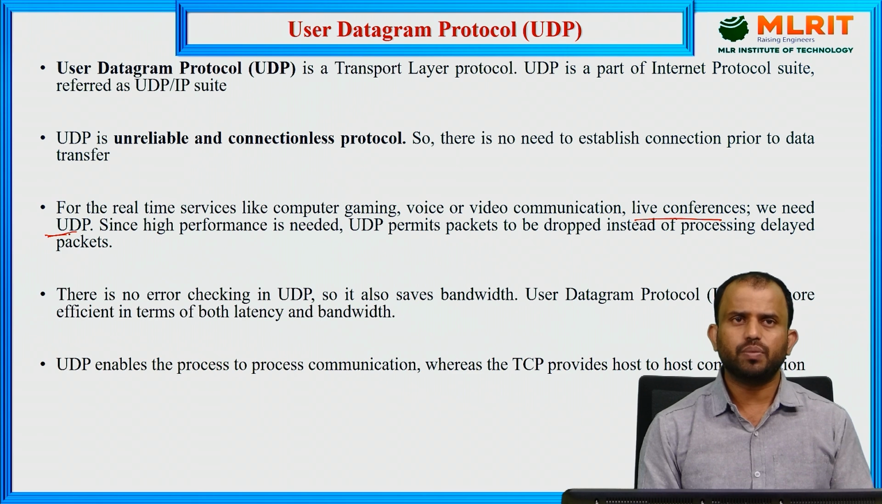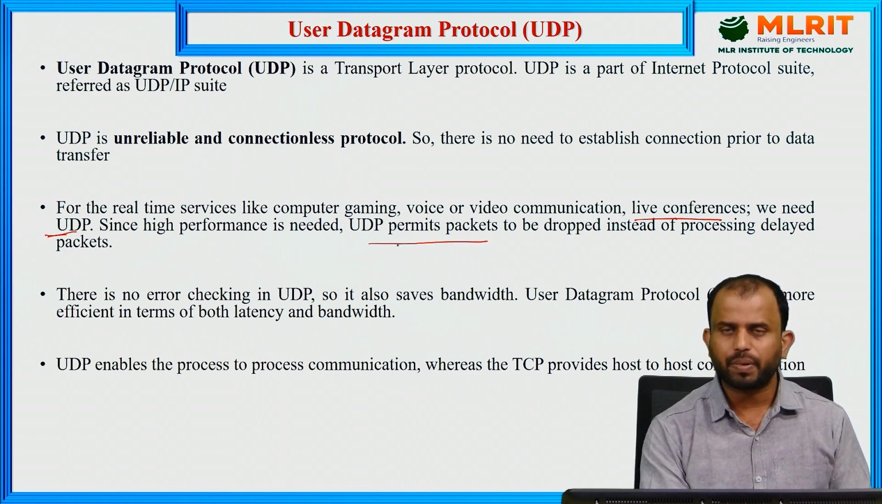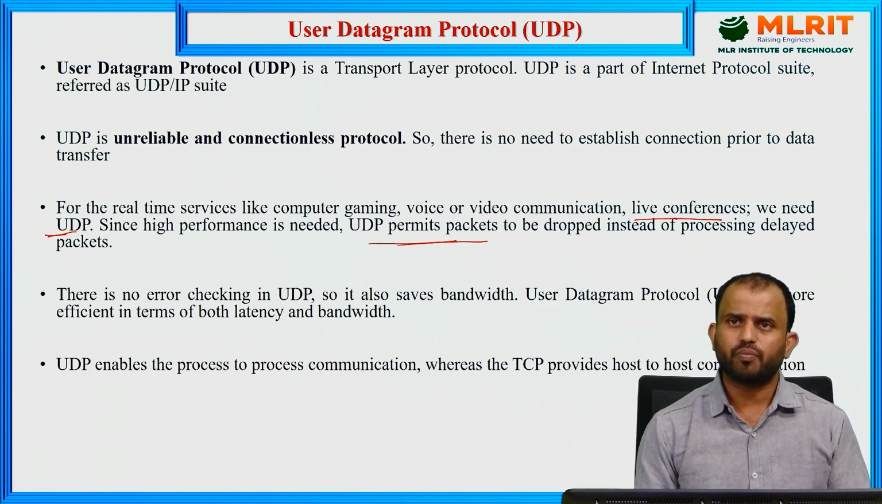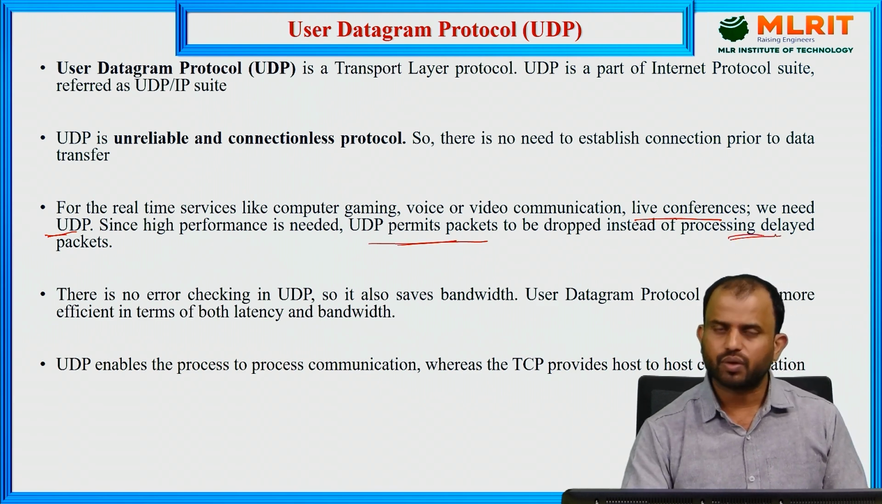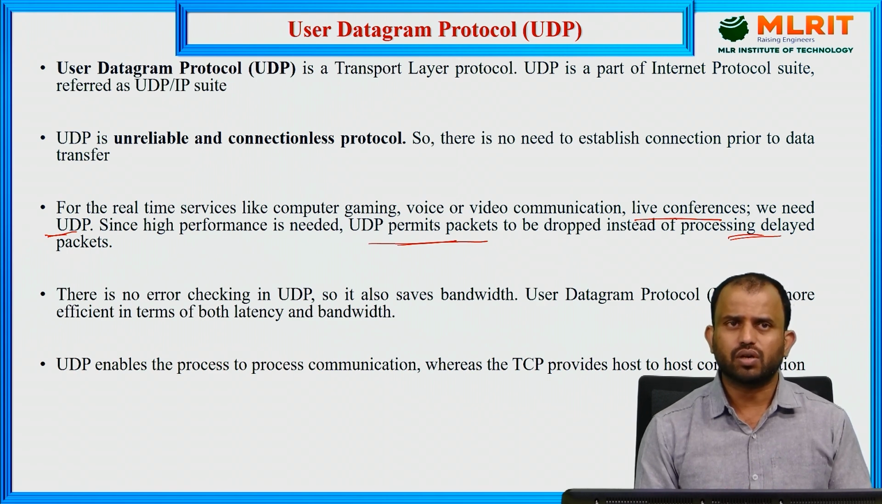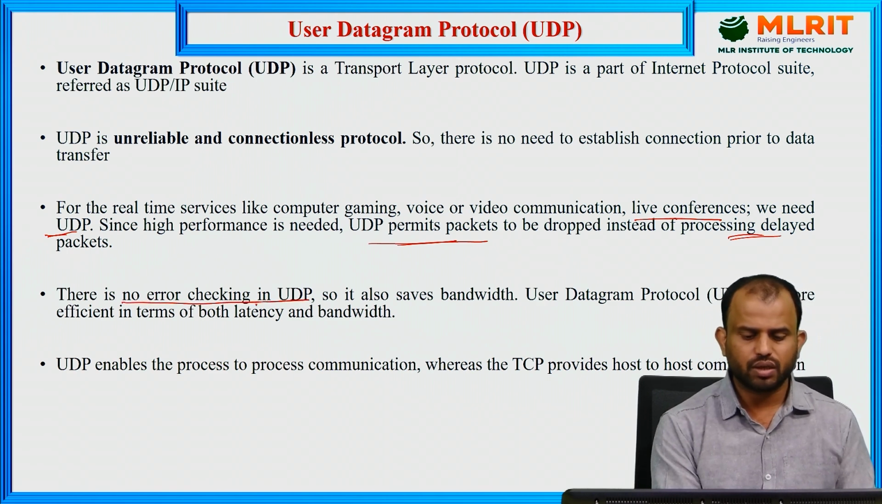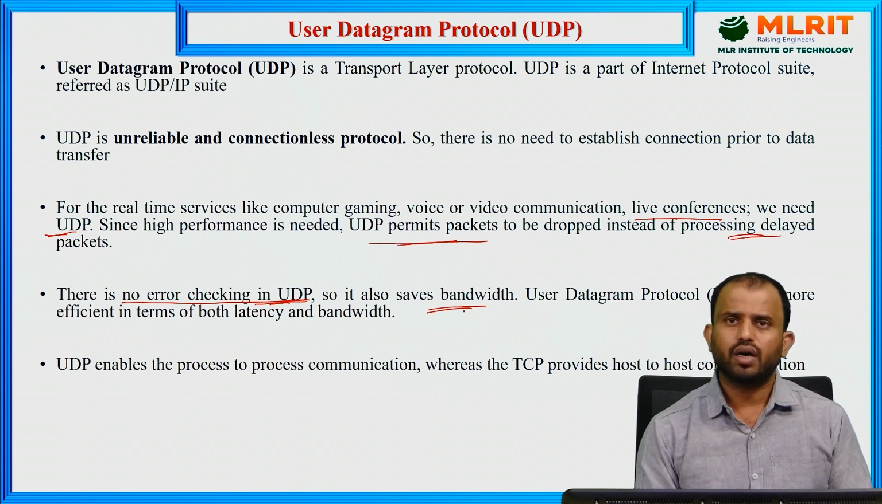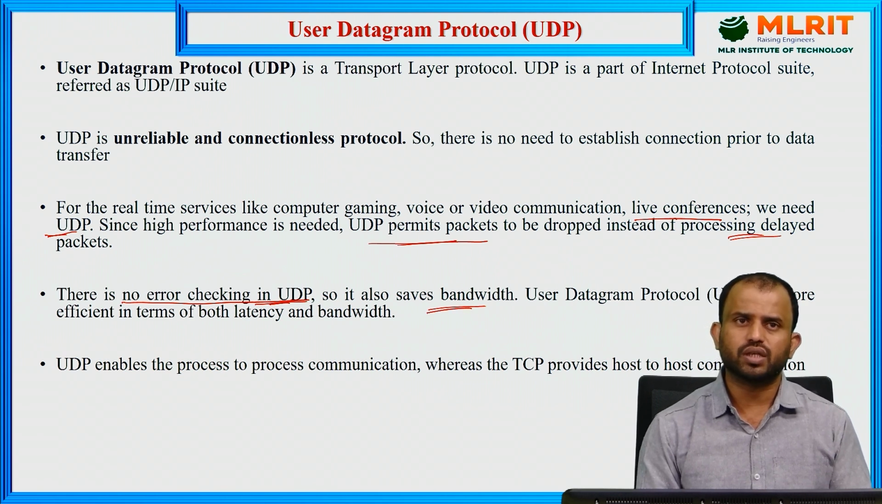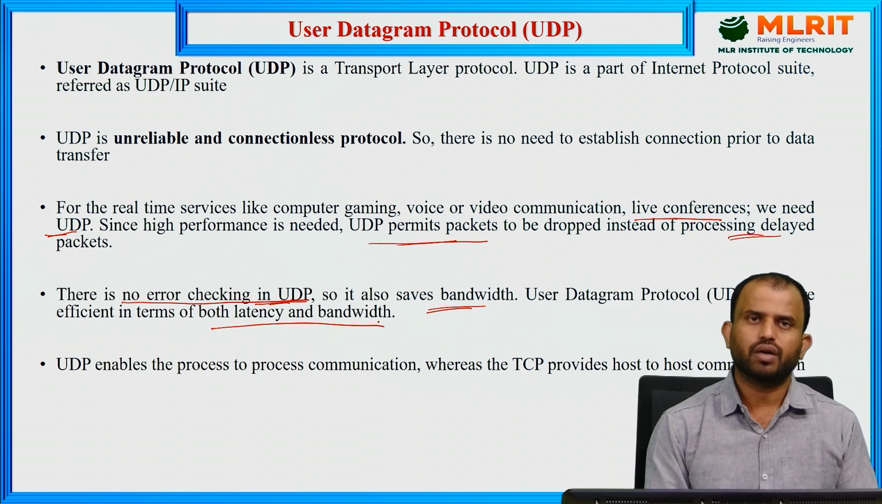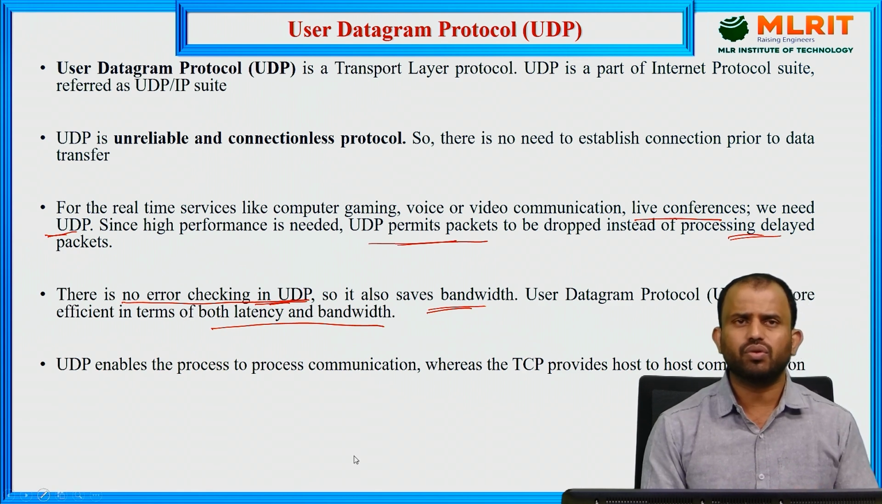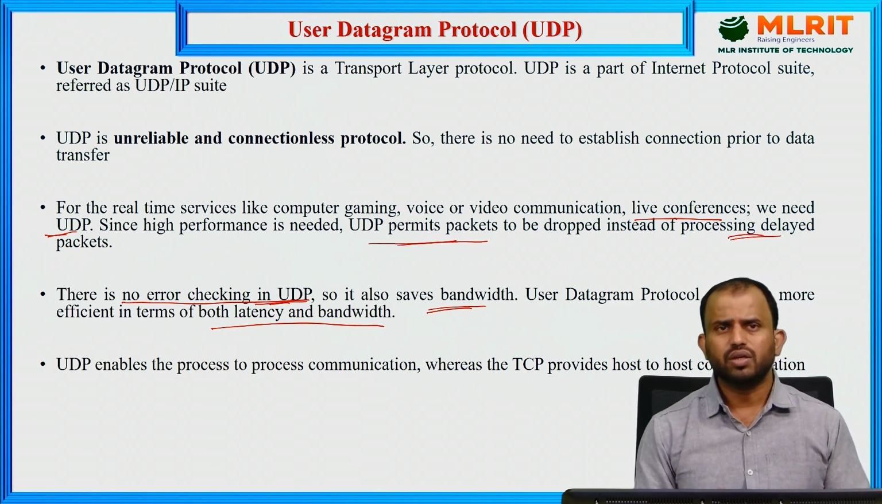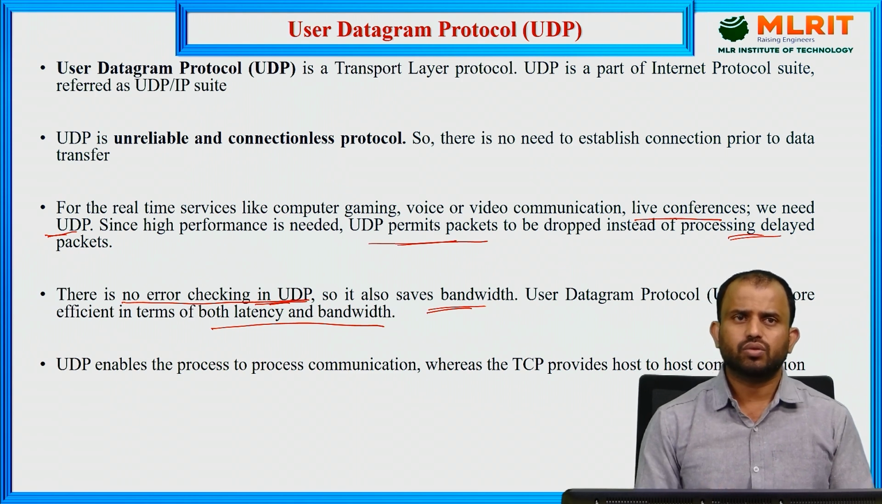Here, UDP means high performance is needed, where it has to permit packets to be dropped instead of processing delays in the packet being required. There is no error checking in UDP, because it is a virtual kind of communication, and it also saves bandwidth. The UDP protocol is more efficient in terms of both latency and bandwidth, because we save the bandwidth and no error checking mechanism is involved here. So obviously it is efficient in terms of latency as well as bandwidth.